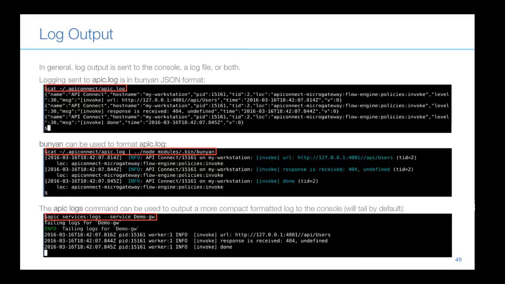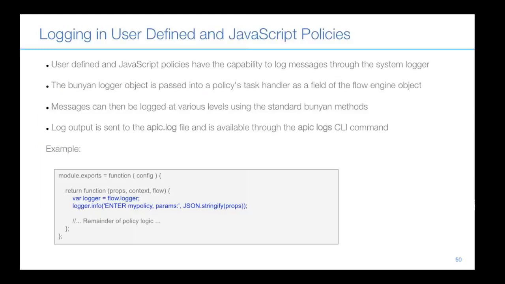The second one is the apic.log formatted through the Bunyan program, and you can see that's a more typical human-readable format. And then the third one is the CLI command apic logs, and that outputs a more compact version, and that goes to the console by default. It tails. If you do, I think it's -n, it will not tail.